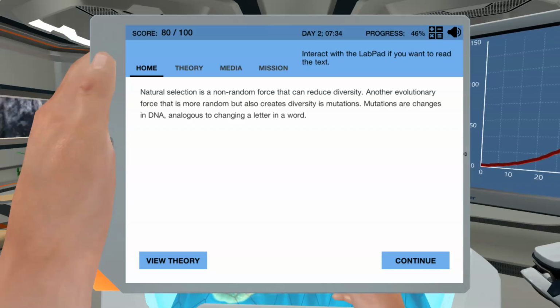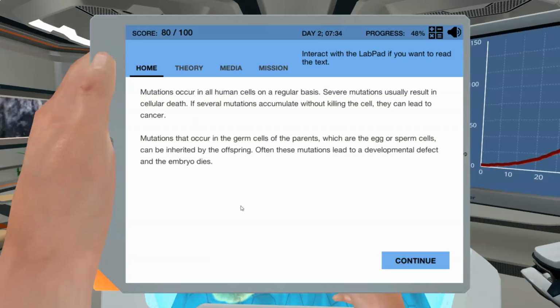Another evolutionary force that is more random but also creates diversity is mutations. Mutations are changes in DNA, analogous to changing a letter in a word. Mutations occur in all human cells on a regular basis. Severe mutations usually result in cellular death. If several mutations accumulate without killing the cell, they can lead to cancer.